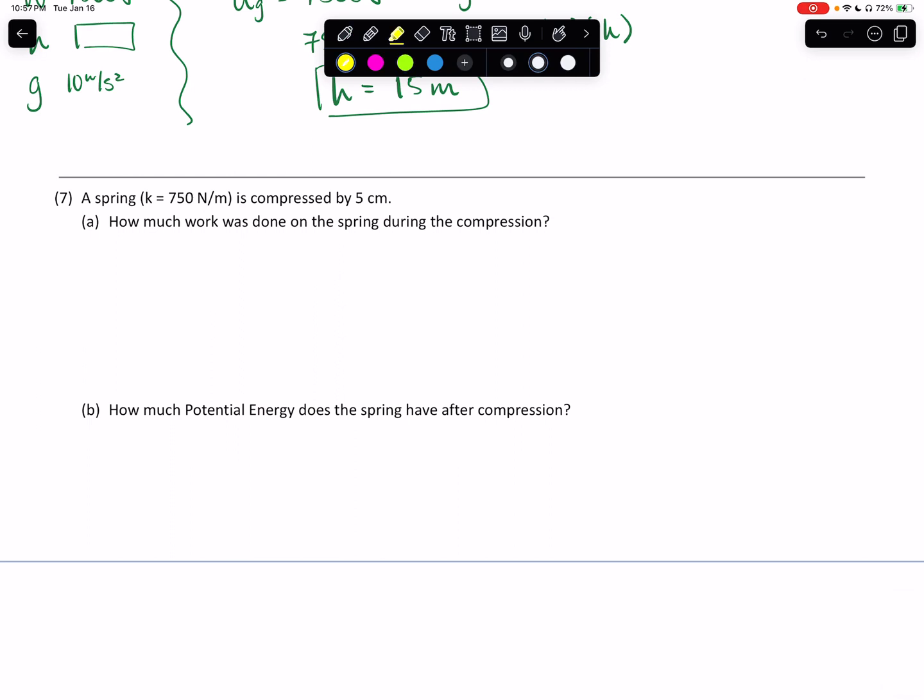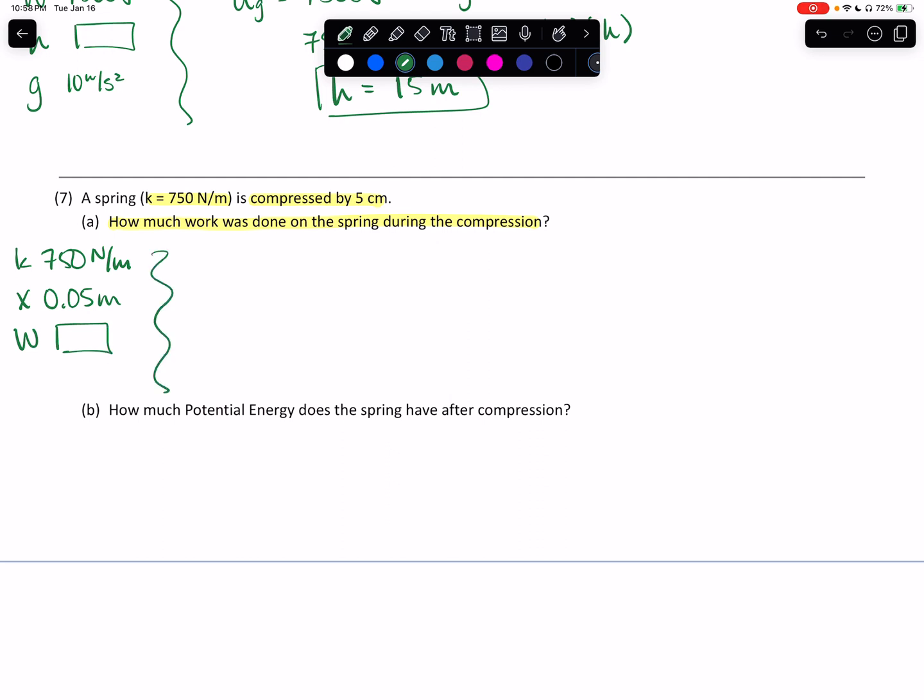Here we've got one about a spring, so that's good. A spring with a k value of 750 newtons per meter is compressed by 5 centimeters. How much work was done on the spring during the compression? So we've got a k value, 750 newtons per meter. We've got a change in position of 5 centimeters, that's 0.05 meters. And then we're asked to find the work that was done for that compression.